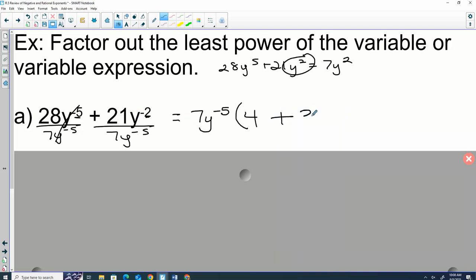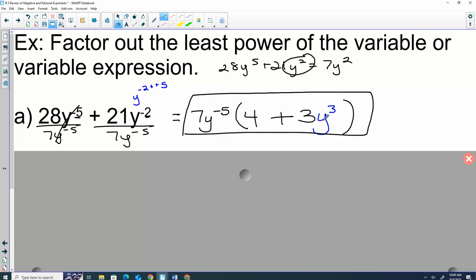21 divided by 7 is 3. When you're dividing, what do we do with the exponents? We subtract, which turns into an adding here because it's like -2 minus -5. Minus and negative makes positive, so it becomes y to the third. So the reason we took out the -5 is so that we only had positive exponents left in this parenthesis. And how could we always check ourselves? We distribute it out, we should get the original back. So it should be 28y to -5 plus 21y to the -2.